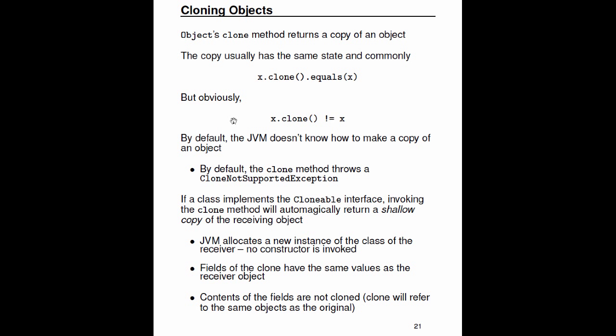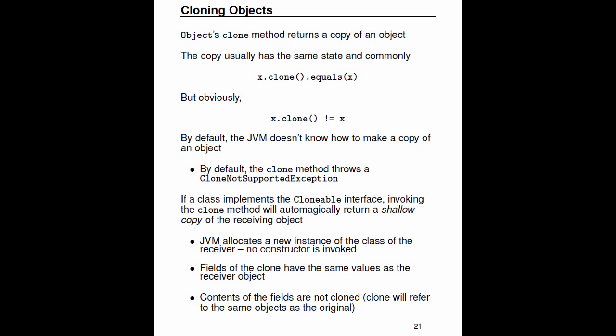Okay, I want to touch a little bit more on the clone method inherited from java.lang.Object. A clone makes a copy of an object, and the copy usually has the same state. So if we have some object and we clone it, we get an object back which is equal to the original object. Now, a clone creates a different object, so the clone of an object X is not the same as the object itself. Now, the clone API is a little weird.